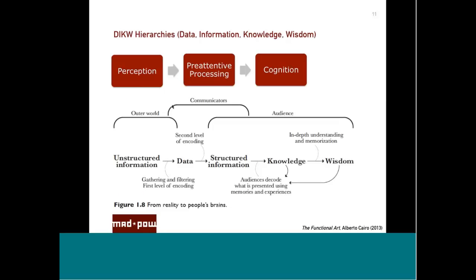So let's try and take some of these concepts that are based on this remarkable psychology research that's been going on for the last couple of decades and see if we can integrate it with some other traditions that also have a lot of impact on our understanding of how we think and how we perceive. This lower diagram is taken from a very good recent book by Alberto Cairo, The Functional Art. And what he's doing here is he's coming up with a model for what's known as the Data Information Knowledge Wisdom Hierarchy, or the DIKW hierarchy.